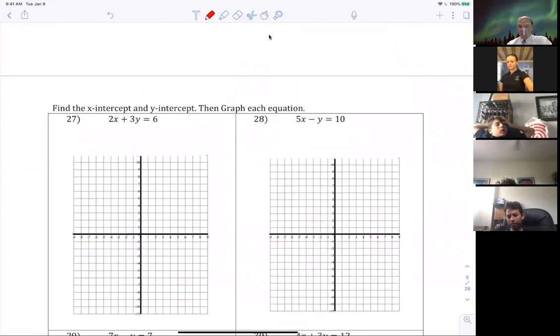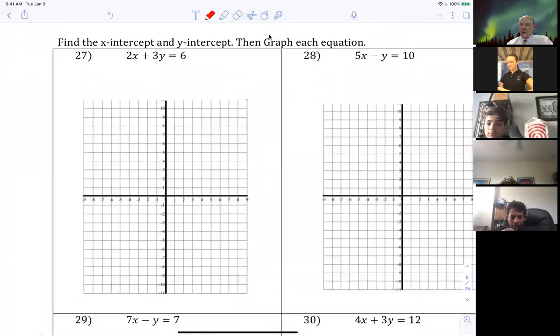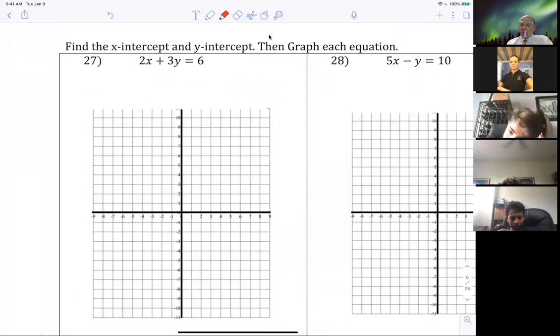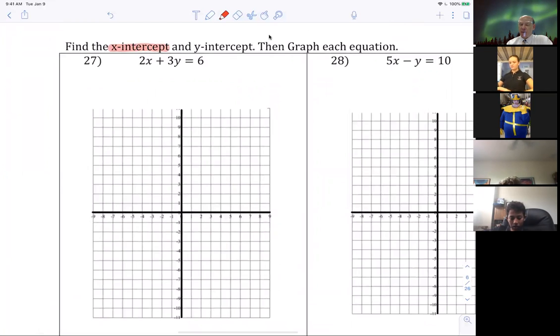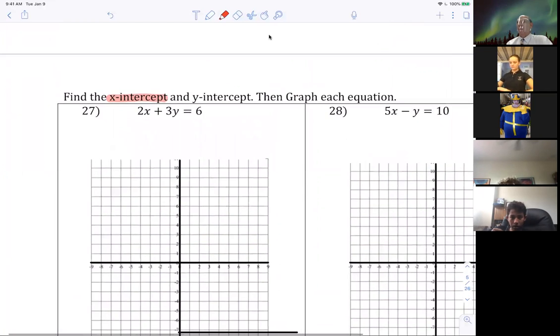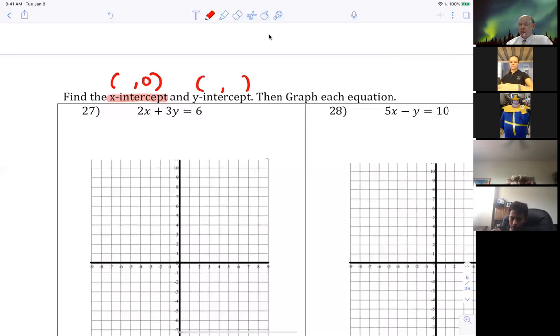All right, here we go. Now, let's talk about this real quick, guys. X-intercept, highlight X-intercept. Who remembers how to find the X-intercept? Wow, I'm proud of you, Morty. Good job. The Y value is 0. And how do I find the Y-intercept? Tell me, Drew. The opposite, which means X is 0.